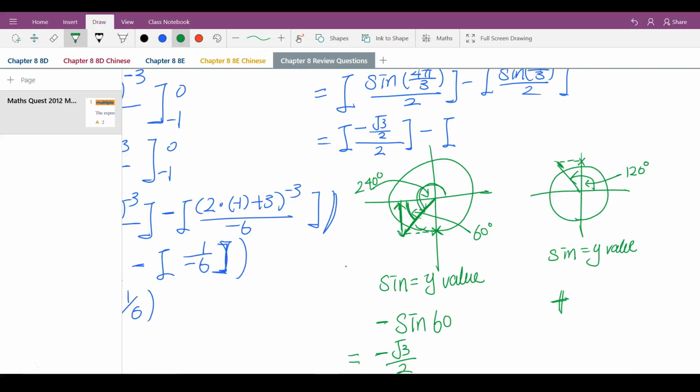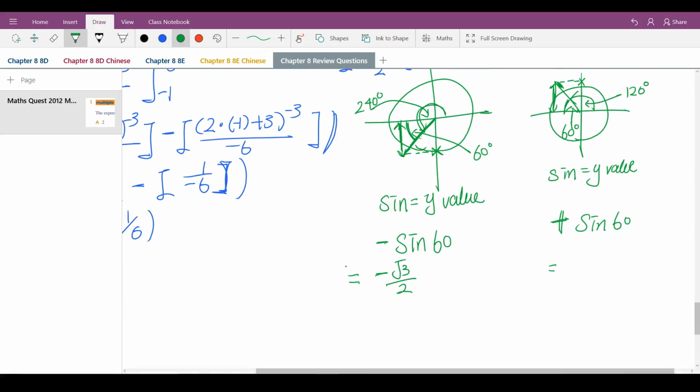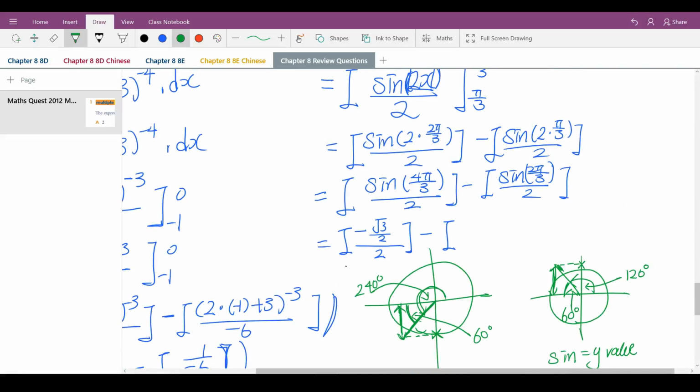Now, we're looking for this height, the y value. So we must use this angle if we want to use sine. This angle would be 180 minus 120, which gives you 60 again. So it's positive sine 60, and we've got the answer right next to us, root 3 over 2. Now that is just positive root 3 over 2, all over 2.